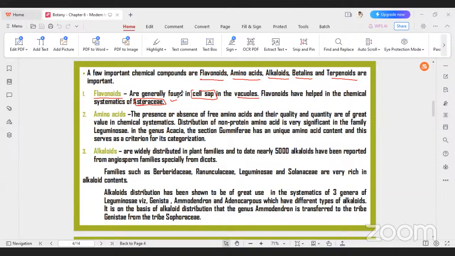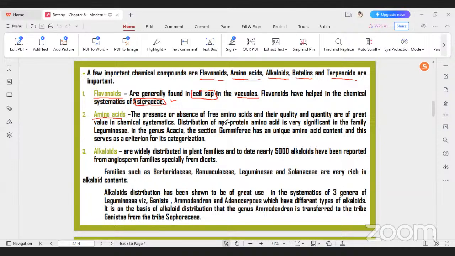Next one, amino acids. The presence or absence of free amino acids and their quality and quantity are of great value in chemical systematics, qualitatively and quantitatively. These both are important for chemotaxonomy. And the distribution of non-protein amino acids is very significant in the Leguminosae family.